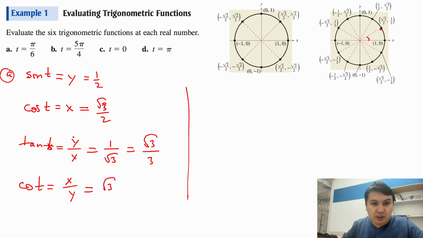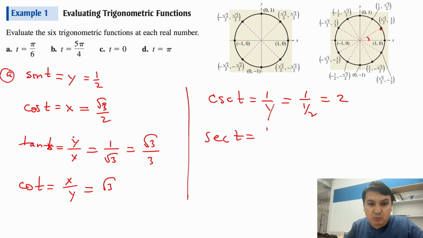How about cosecant? Cosecant of t is 1 over y, provided y is not 0. But what is my y? It's 1 over 2, right? So this is 1 over 1 over 2, which is simply 2. What is the secant of t? It's 1 over x, provided x is not 0, so it's 1 over square root of 3 over 2. So this is 2 over square root of 3, or 2 square root of 3 divided by 3. Okay?